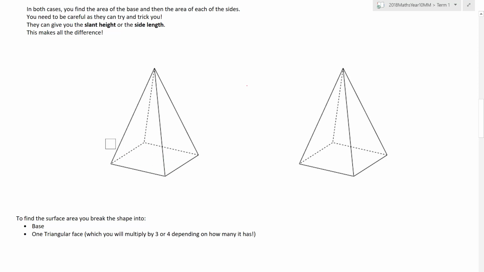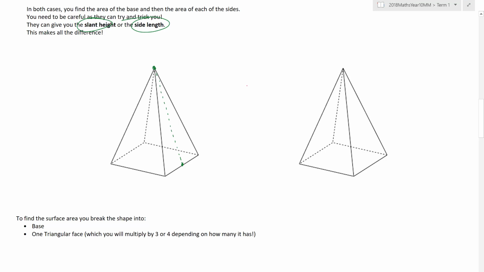Let's get rid of that to make it clearer. There are two things that they can give you for these triangles. One is called the slant height, and one is the side length. Now, the slant height is this, and I'm going to move my computer, and if it makes a sound, my apologies, but I can draw better. The slant height is from this top point here to the center of my base. So it is this dotted line here. That is my slant height.